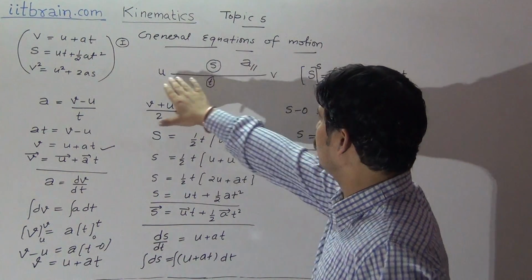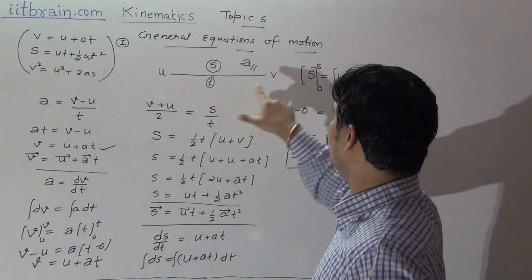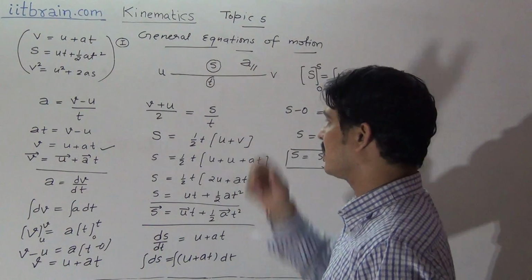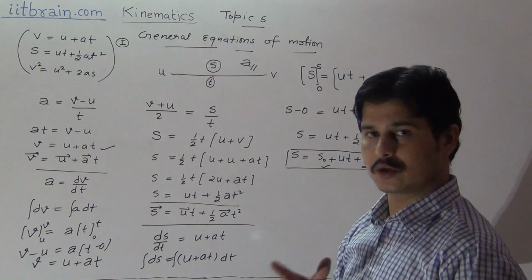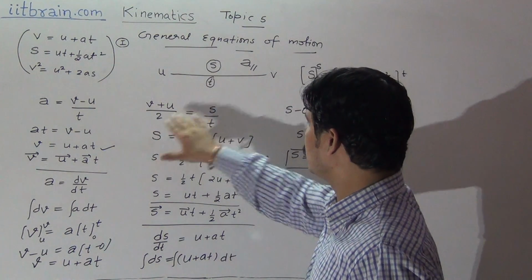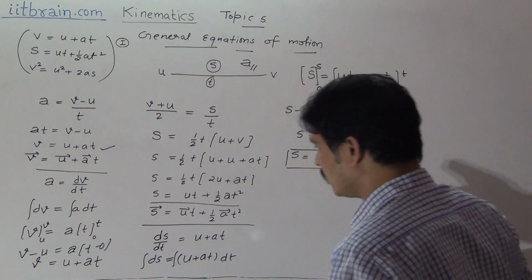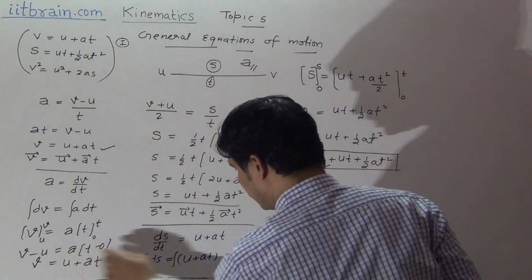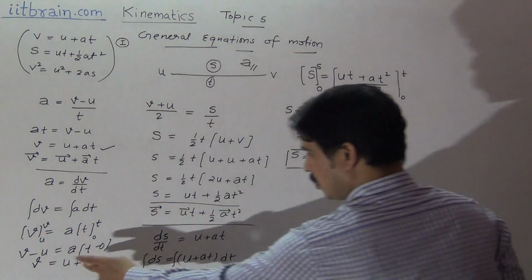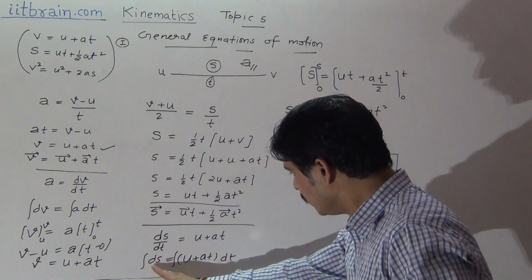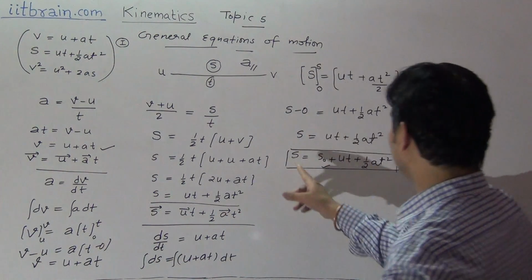This is the pathway of the particle. It starts from u, ends up to v. S is the total displacement covered, t is the time taken, a is acceleration, which is constant. So by definition, (v plus u) by 2 is s by t. On solving this, you will get this. And by calculus, you should use ds by dt in the place of v. V is a variable here, but u is a constant value. It is the starting velocity of the particle. So on integrating and taking the limits, you will get this.